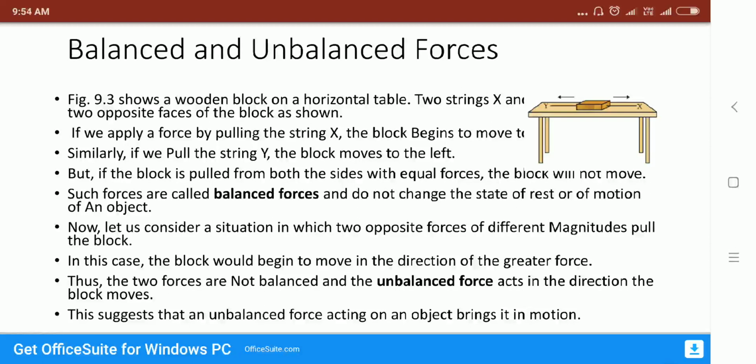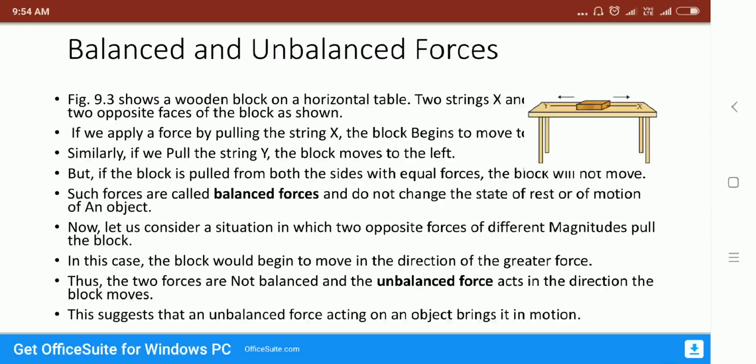But if we are pulling a string in the x direction only, then the object is supposed to move in that particular direction, the right direction. And if we are pulling the object in the y direction only, then the object is supposed to move in the left direction. Right? So this is what is known as unbalanced force.